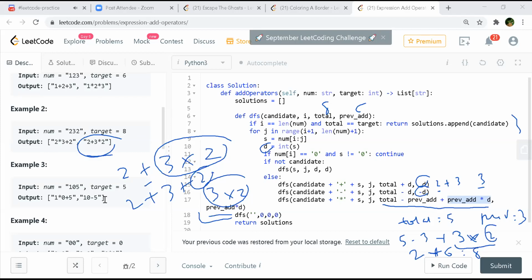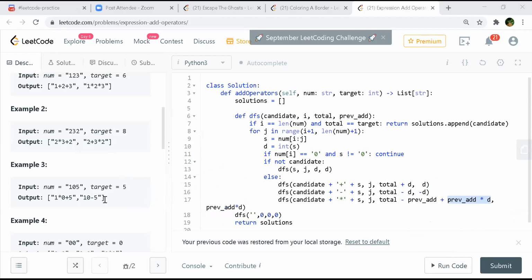How will this line 17 handle the previous multiplication? Okay, let's take an example in that case. Take something like 4 into 2 into 3. We are at 2. We already multiplied 4 into 2, which is 8. Okay, so what you are saying is something like 4 into 2 into 2.